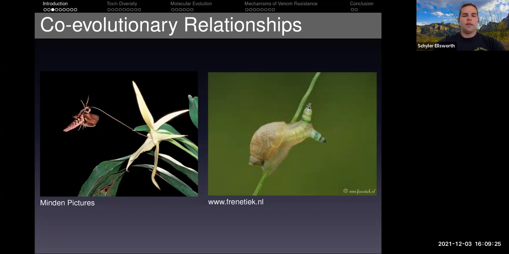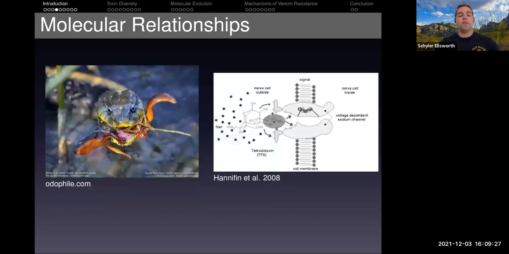And so one example of these co-evolutionary relationships that I wanted to talk about, and one that we've been able to learn more about as far as the molecular mechanisms involved, is with the garter snakes and newts. Here we can see on the left-hand side that we have a garter snake eating a newt.